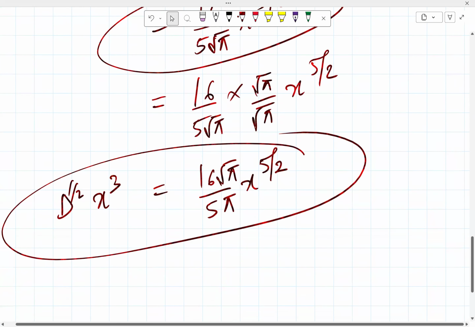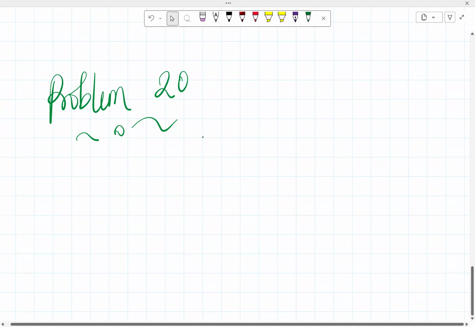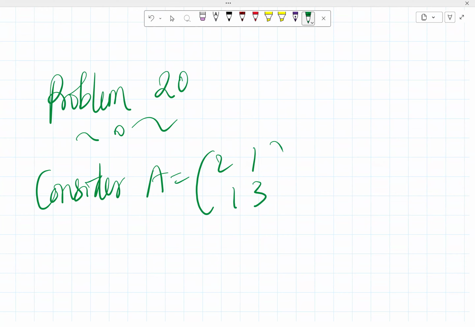So the next thing we'll look at is problem 20. So problem 20, we have an eigenvalue issue there. Problem 20, not 12, problem 20. Problem 20 says, if we consider A to be the matrix 2, 1, 1, 3, we seek its eigenvalues and eigenvectors.